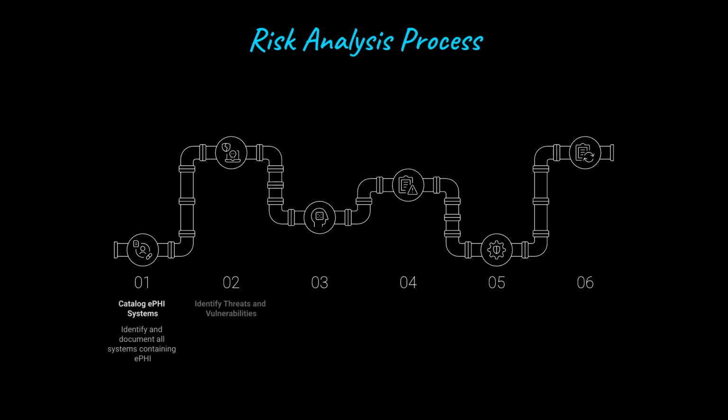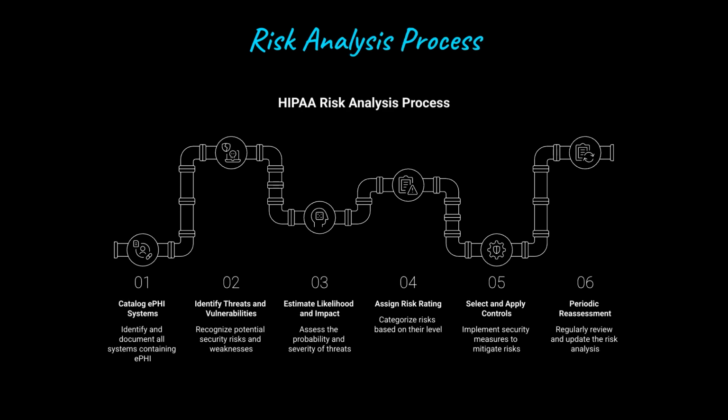The process starts by cataloging every system that creates, stores, or transmits ePHI. From there, the organization identifies threats, potential causes of harm, and vulnerabilities, weaknesses that could be exploited, then estimates likelihood and impact to produce a prioritized risk rating for each combination.